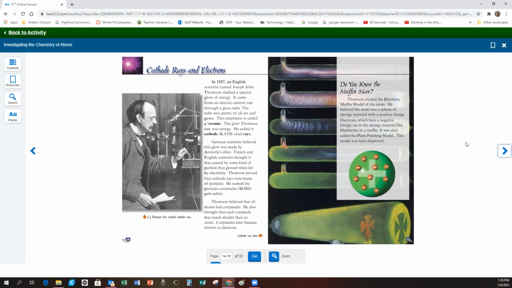Thomson created the blueberry muffin model of the atom. He believed the atom was a sphere of spongy material with a positive charge. Electrons, which have negative charge, sat in the spongy material like blueberries in a muffin. It was also called the plum pudding model. This model was later disproved, so that was wrong.